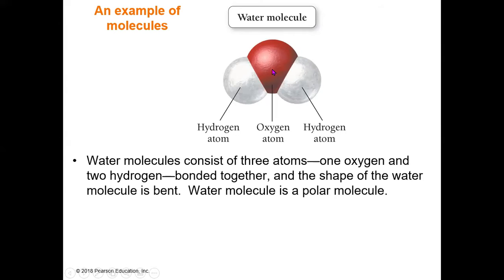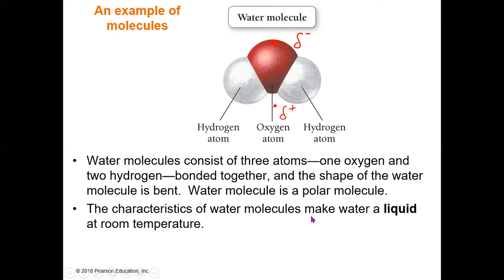Polar molecule means one part of this molecule carries a relatively negative electrical charge, and the other part, somewhere between these hydrogens, somewhere here will be the positive charge center. The negative charge center will be somewhere on the oxygen atom. So therefore, we have this type of molecule where the negative center and positive center are not on the same side. And we call those kinds of molecules polar molecules. The characteristic of the water molecule makes water a liquid at room temperature.